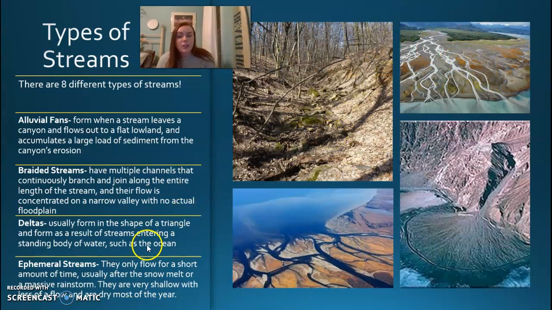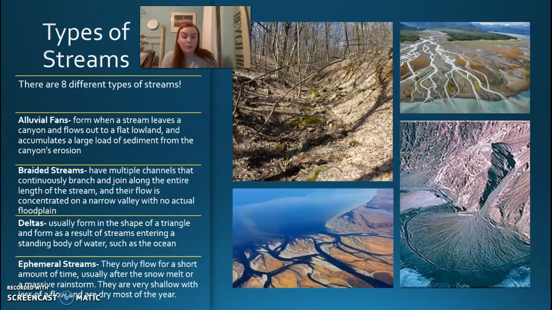Here we have deltas, which usually form in the shape of a triangle, hence where it gets its name from, and form as a result of streams entering a standing body of water such as the ocean, which can be seen right down here.